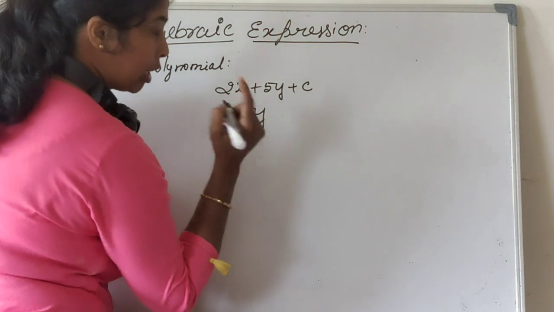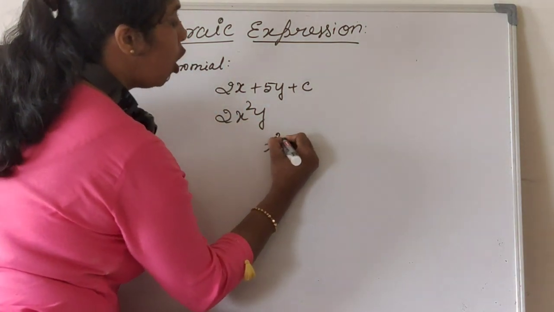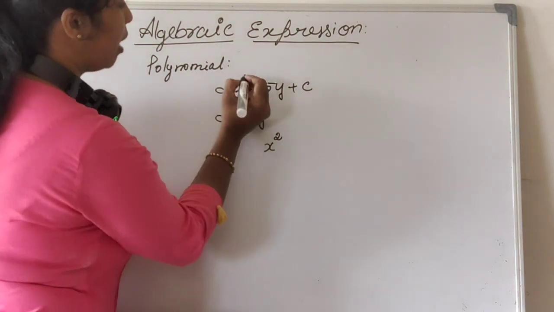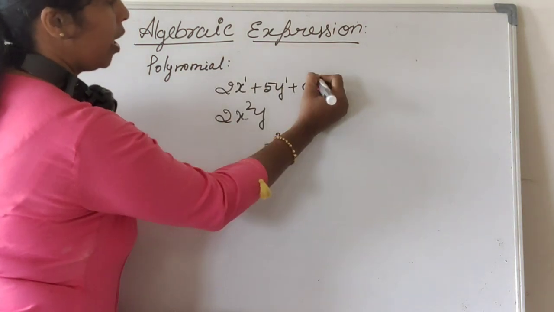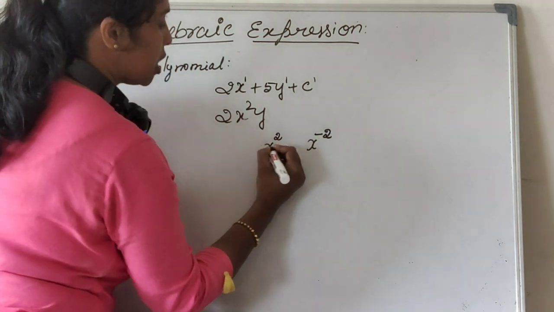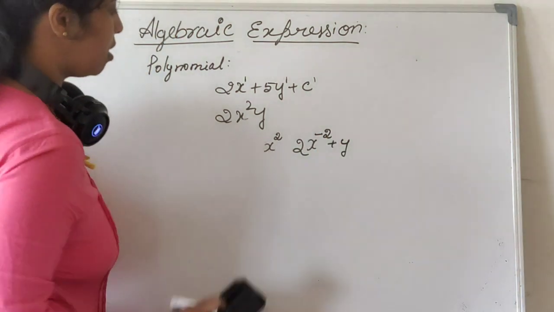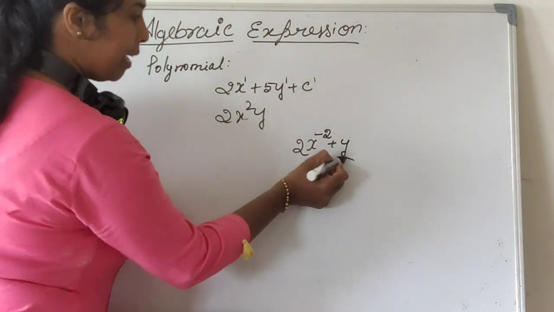But one condition is there. In an algebraic term, the power must be a whole number. Here the power is not written, that means it is 1. Power must be a whole number. If the power is minus 2, like 2x to the power minus 2 plus y, the expression is like this.